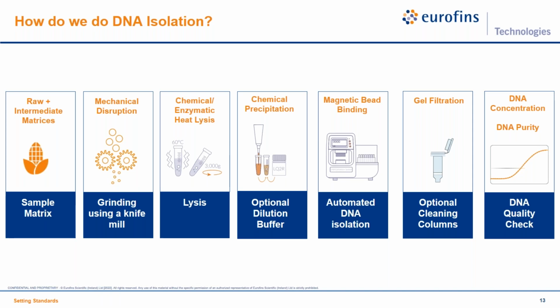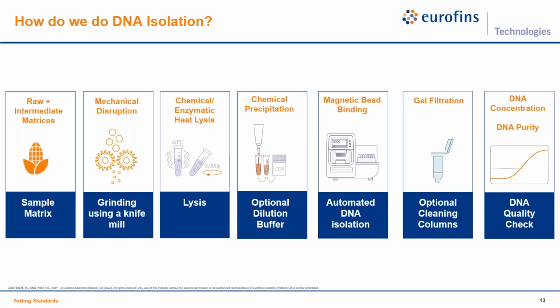Before it then goes into the automated DNA isolation step, as I said, using an open automated platform with magnetic bead binding and respective washing of the DNA until we elute it in a defined elution buffer. In some cases where we see a high potential for inhibition because of the matrix type, we furthermore suggest using a cleaning column just to get rid of some potential inhibitors before we determine the DNA concentration and the DNA purity using a real-time PCR system.